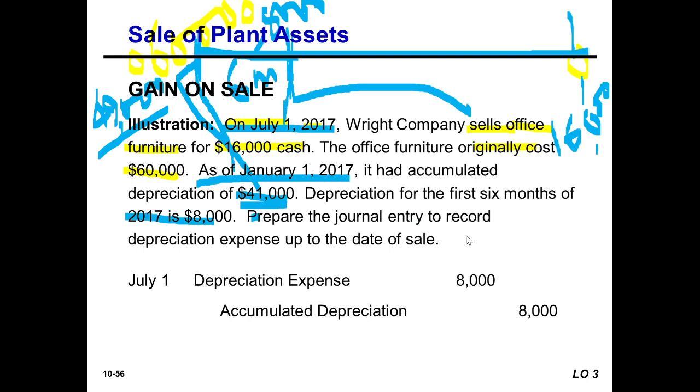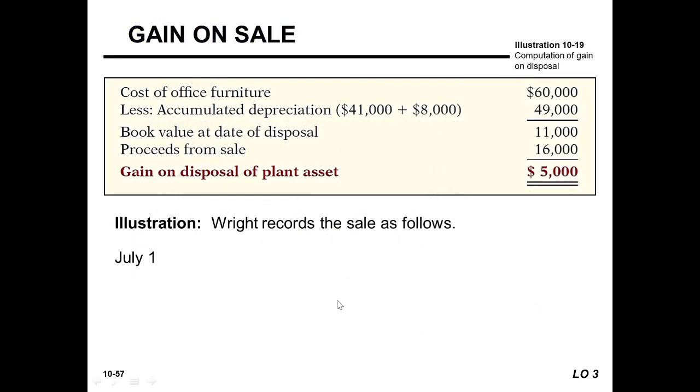Prepare the journal entry, record depreciation. This is the record for $8,000 depreciation expense and $8,000 accumulated depreciation. This is the journal entry to record the depreciation expense up to the date of sale. Now, gain on sale, we are discussing this matter.